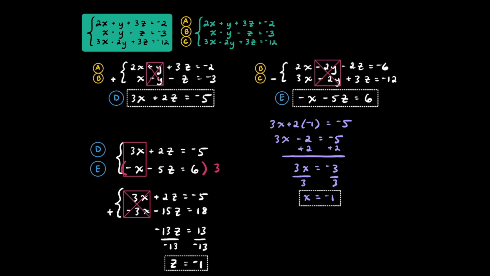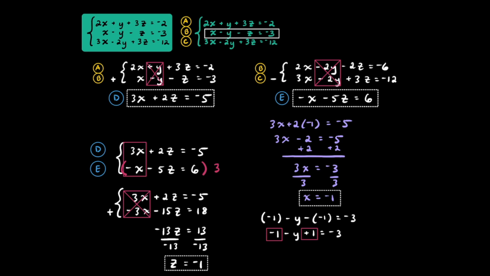Now that we have two of the three variables, we can plug them into either equation A, equation B, or equation C. Any of them will help us solve for y. Let's use equation B because it has easier coefficients. Substituting into equation B, we're going to get negative 1 minus y minus negative 1 is equal to negative 3. Simplifying this equation down, we're going to get negative 1 minus y plus 1 is equal to negative 3.